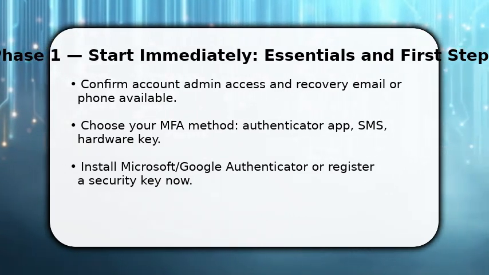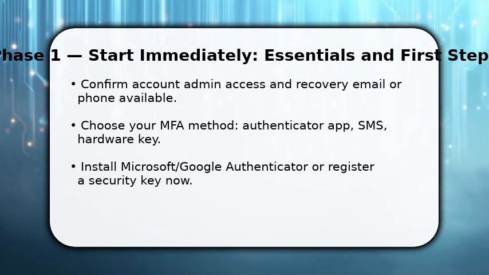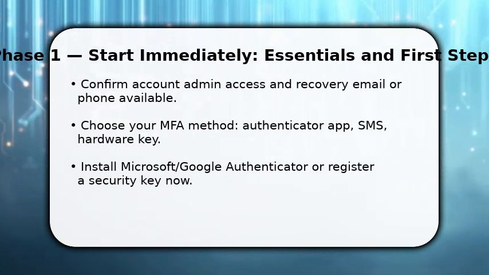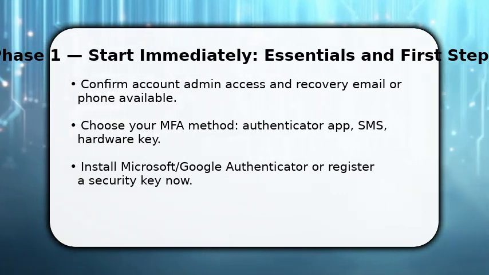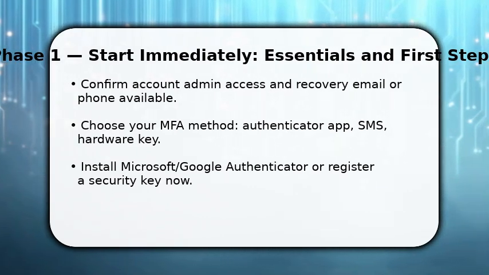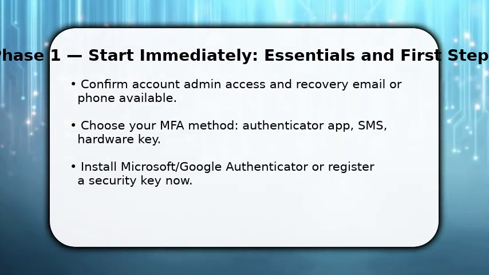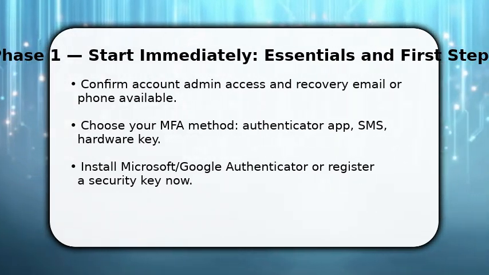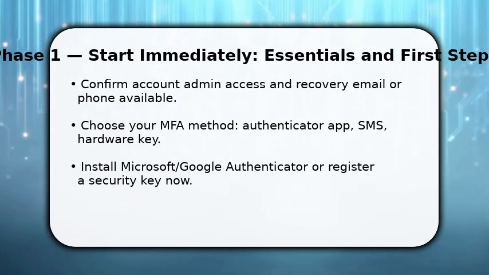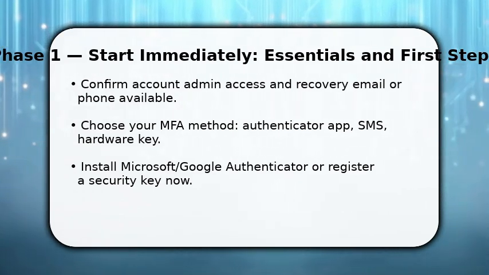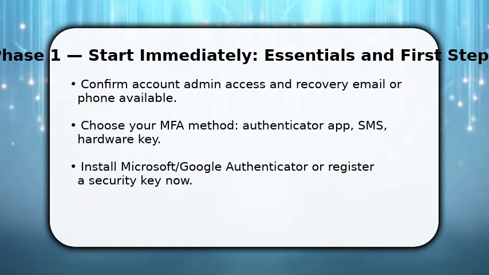Sign in when prompted. Make sure your Authenticator app is installed on your phone or have your hardware security key ready. Click Add Security Info or set up two-step verification. Follow the wizard to link an Authenticator app or register a key. This initial setup saves time later, so complete these first steps before moving into configuration.